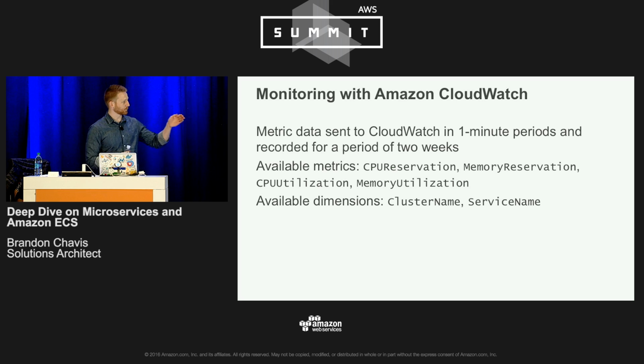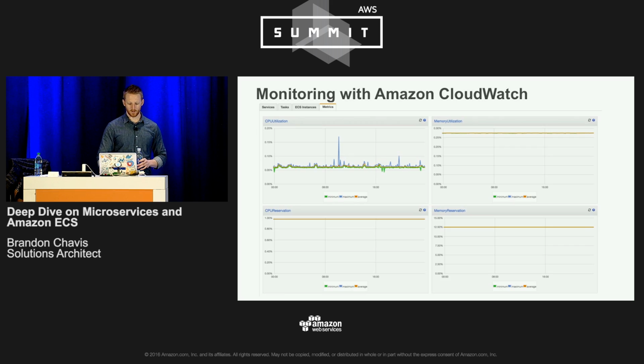And then we also provide both reservation, so that's how much memory is reserved for a container to use, and then utilization, which is how much it's currently consuming. And so these are visible through the console, through the standard CloudWatch graphs. But I think one thing to clarify on is utilization versus reservation, because I usually get a lot of questions about that. So when you run a container, you specify how much memory is reserved for it.